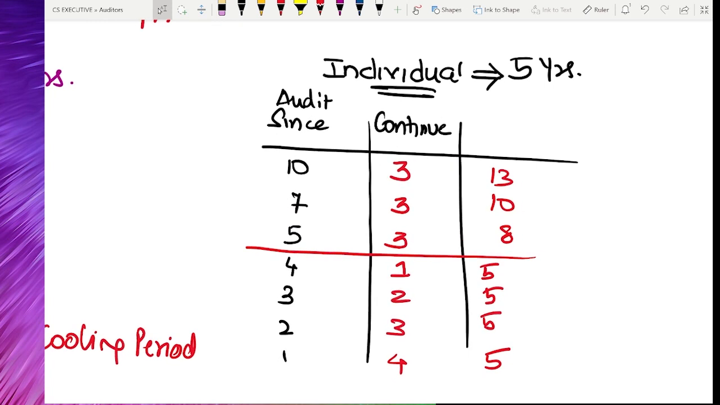The provision that we talked about for individuals, now it is maximum 5 years. So if you have been doing audits for more than 5 years, then you can get 3 years maximum. Otherwise, your total should not exceed 5 from now on.